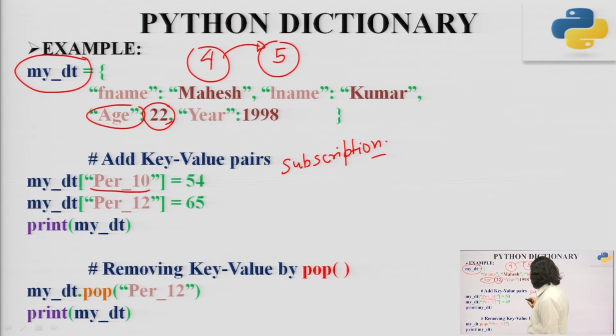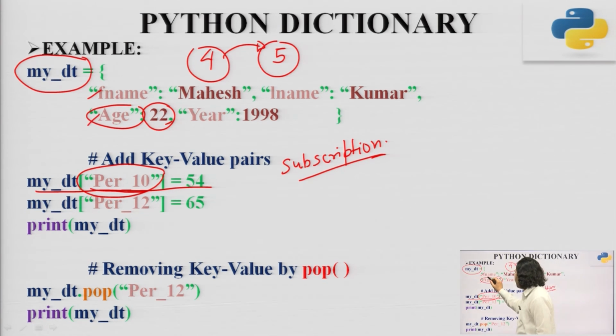So, how are we going to add the key value pair? It is again the subscription process, and the process is very similar to the updating process. Just that here we are mentioning some key element name outside of the myDT variable. That means, here the key names are fname, age, lname, year.